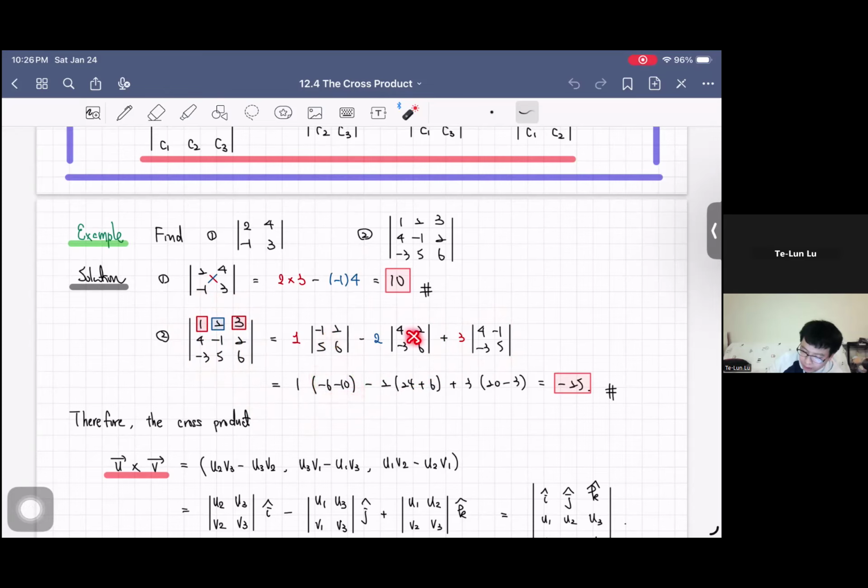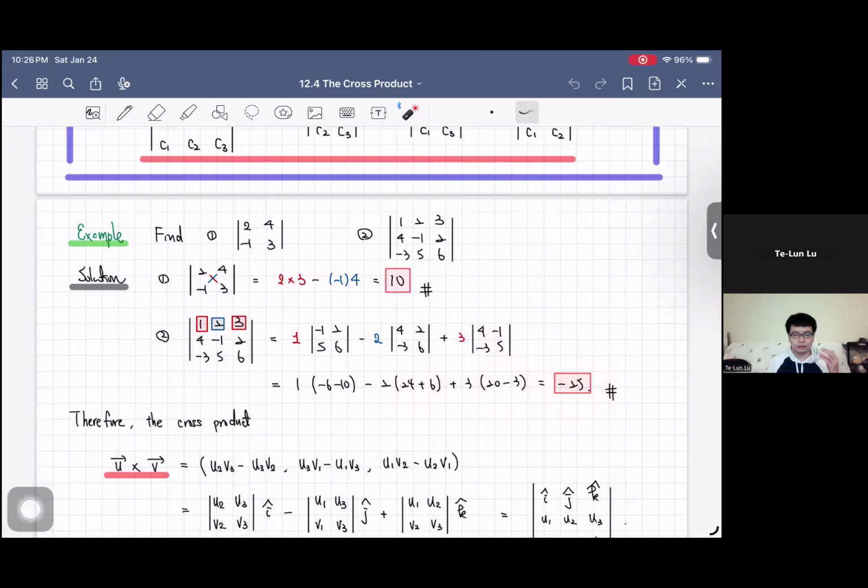24, subtract by minus 6, so 24 plus 6. 4 times 5 is 20. 20 subtract by 3. All right, so you get a bunch of numbers, and then you can compute those using your hand or using your calculator, okay? It turns out to be minus 35.